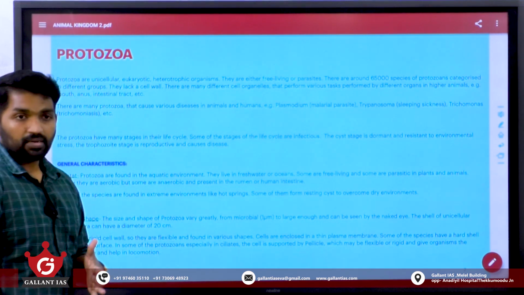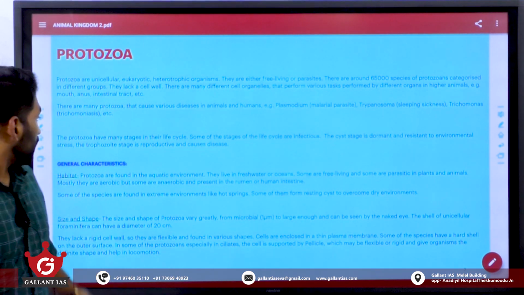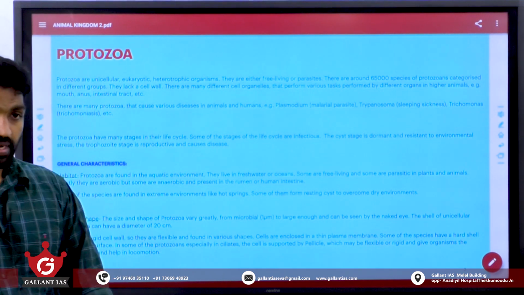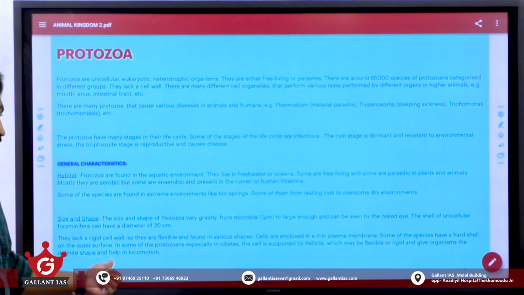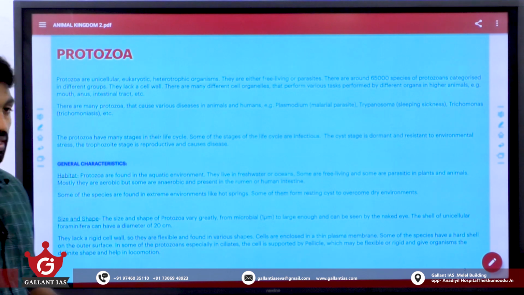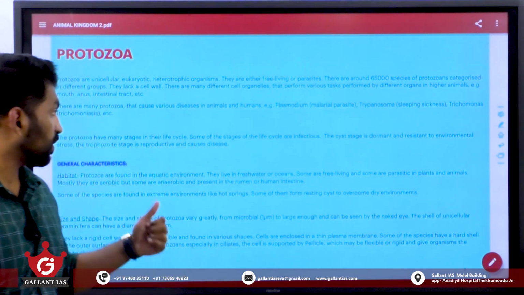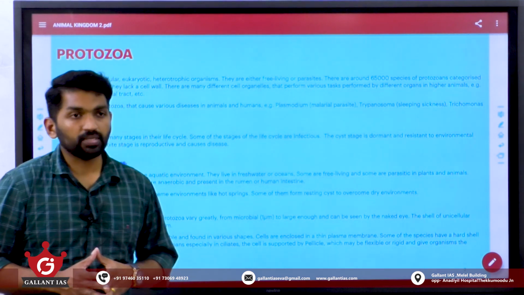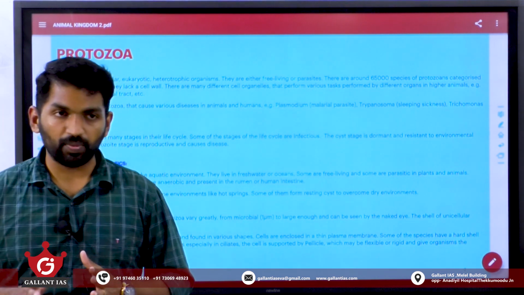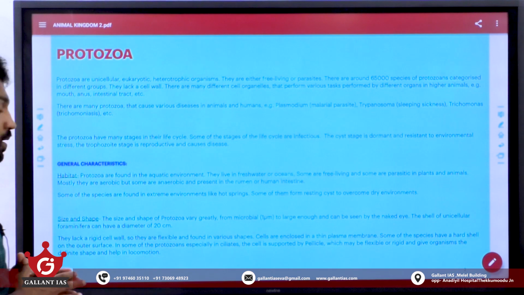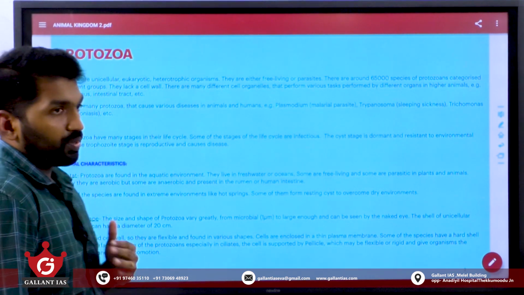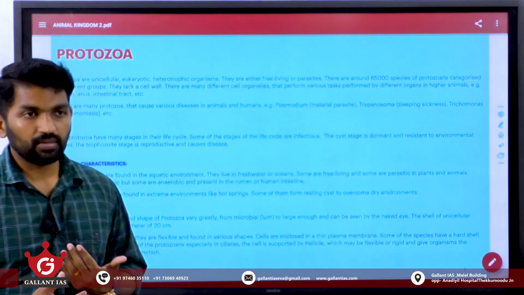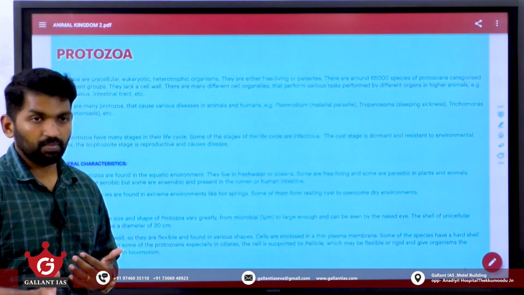Let's look at the general characteristics of the phylum. Habitat: protozoa are found in aquatic environments mostly. They live in fresh water or oceans. Some are free living as said before, and some are parasitic in plants and animals. Mostly they are aerobic, but some species do exhibit anaerobic characters. These anaerobic protozoa are found in the rumen or gut of animals mostly.